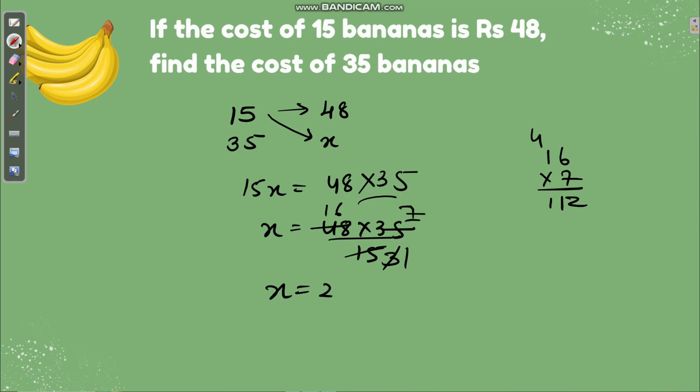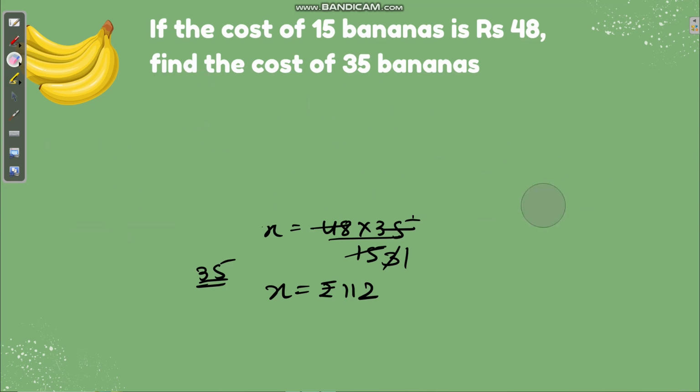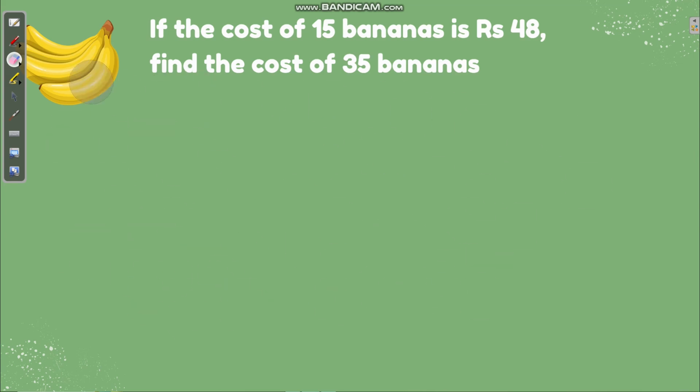So x will be equal to rupees 112. This is nothing but the cost of 35 bananas. So this is the method number 2, that is cross multiplication. This is based on the formula product of extremes is equal to product of means, because they are in proportion. That's why we can use this. Okay, this can be used because they are in direct proportion. Direct proportion is the one in which both the quantities increase at the same rate.